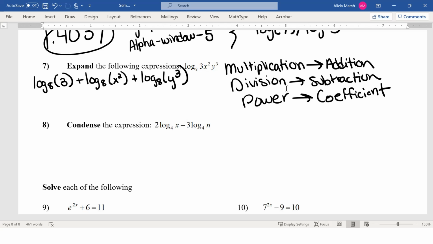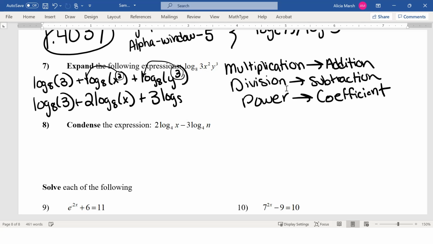But we now have powers, so I'm going to make those coefficients. So I'm going to take this number, I'm going to go drop them in the front. I'm going to do the same thing to the 3, drop them in the front. Notice, log base 8 of 3, he doesn't have nothing, so he's just going to stay over there, just kind of hang out. He's not going to get a coefficient because there's no exponent on that 3. But now I'm going to get 2 log base 8 of x and 3 log base 8 of y.